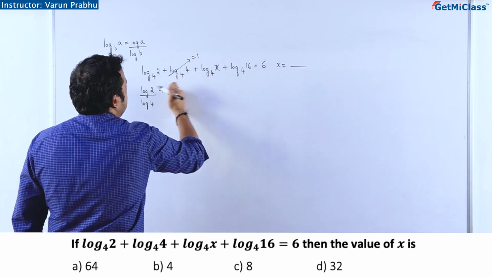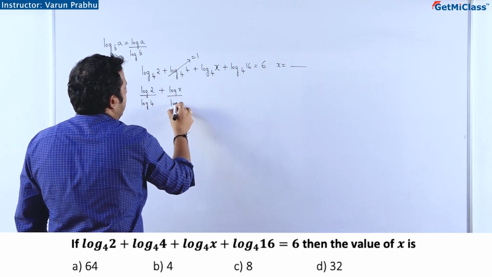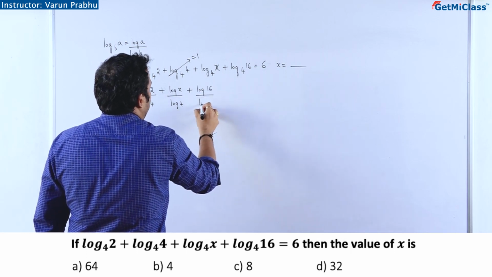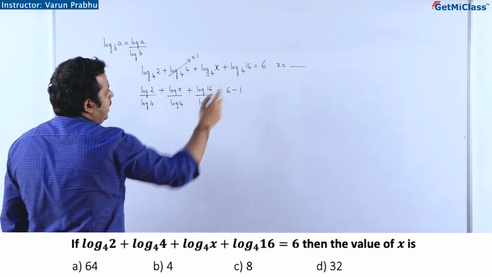See, I'll do like this. I'll write this as 1. So then I can write log x by log 4, correct? Log x by log 4 plus log 16 divided by log 4, right? Log 16 by log 4, that is equal to 6 minus 1. I'll take it on the other side.